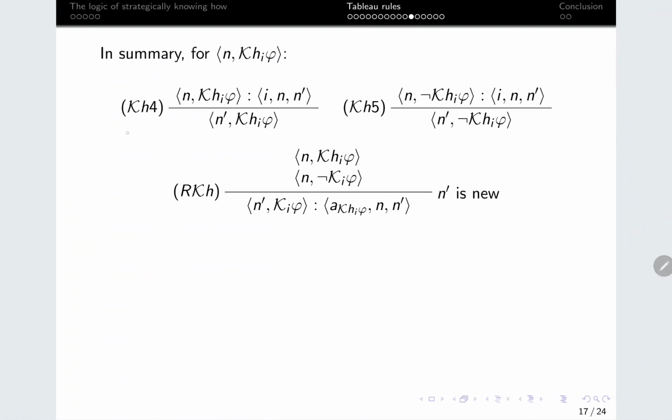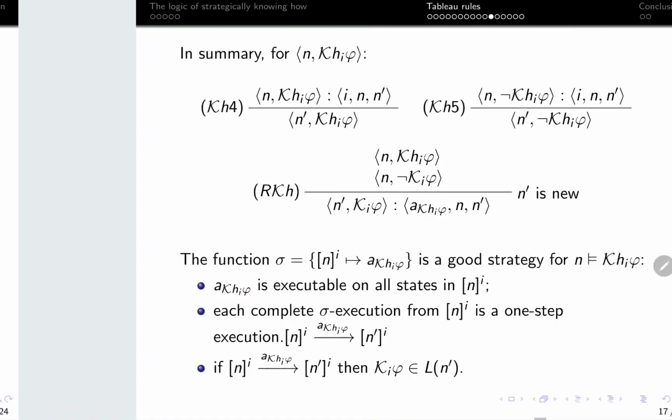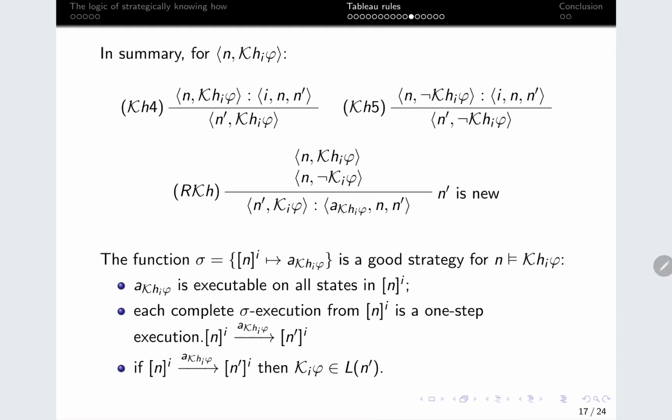In summary, with these two rules, we make sure that each node in the belief state will be labeled with the know-how formula. And with these rules, each node labeled with know-how phi will have a know-how phi successor n prime to guarantee phi. It can be checked with these rules that this will be a good strategy for n to satisfy know-how phi.